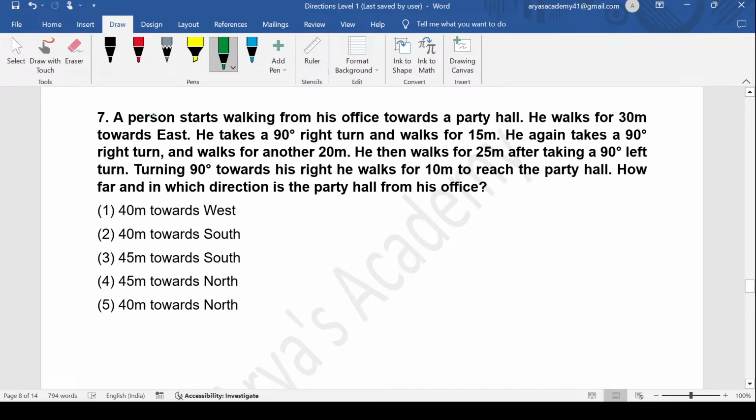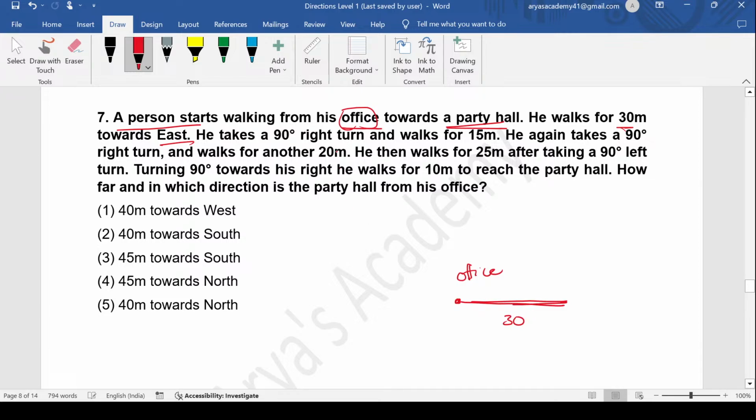Question number 7. If you look at question number 7, a person starts walking from his office. So now he's starting from the office towards a party hall. He's moving towards the party hall. So I'm assuming this to be my office, right? This is the office. He walks for 30 meters towards which direction? Towards east. So from the office I'm moving 30 meters in the east direction. So I've gone for 30.